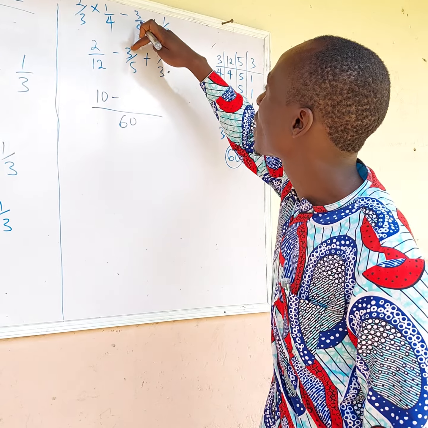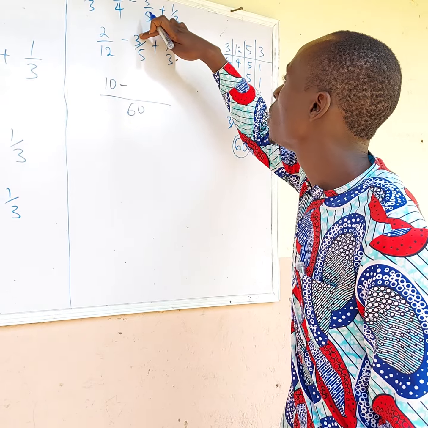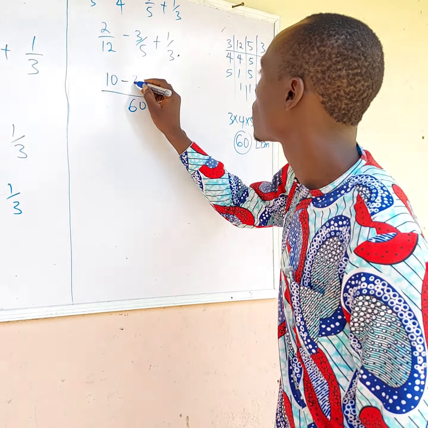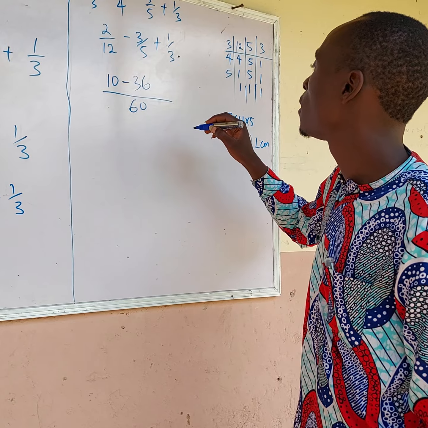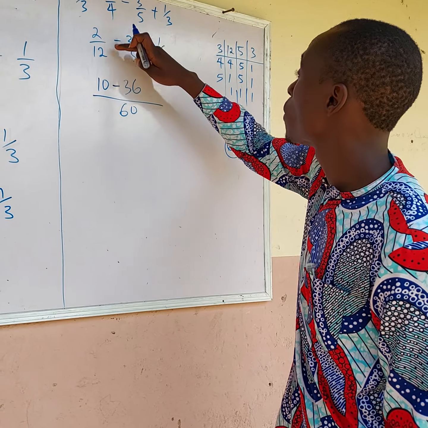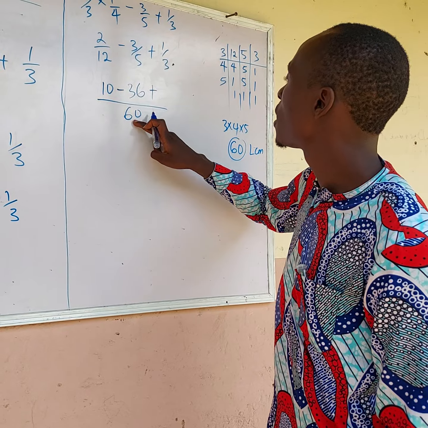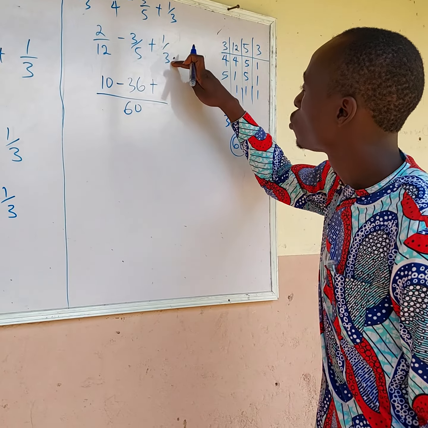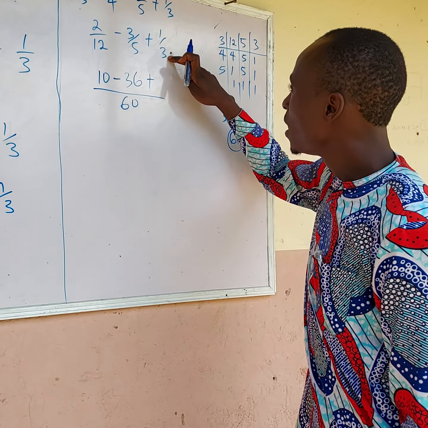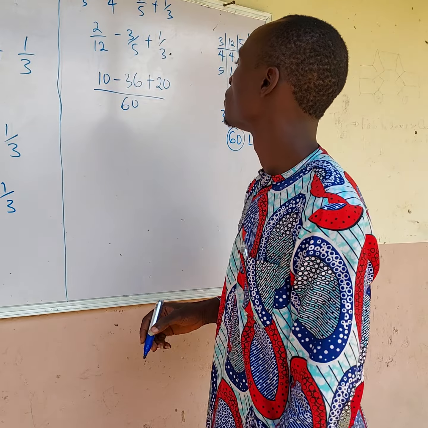Then you do 12 times 3. 12 times 3 should be 36. I think I'm correct. 60 divided by 5 is 12, 12 times 3 is 36. You now bring your positive sign, and you do 60 divided by 3, which is 20. 20 times 1 is 20. You are moving.